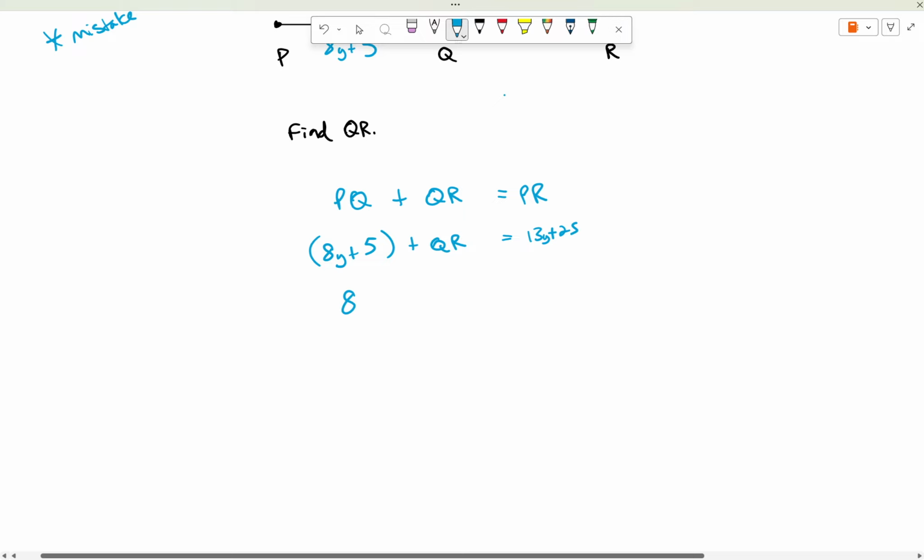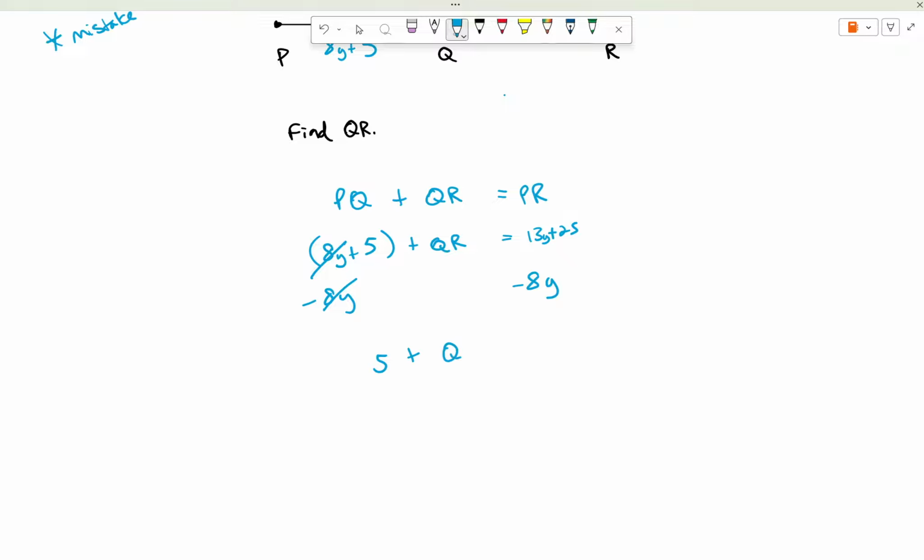Okay. So 8y plus 5. I'm going to subtract the 8y's from both sides. Cancels and cancels. So 5 plus QR is equal to 5y plus 25. All right. And then I'm going to subtract 5 from both sides. And my QR is plainly going to be 5y plus 20.